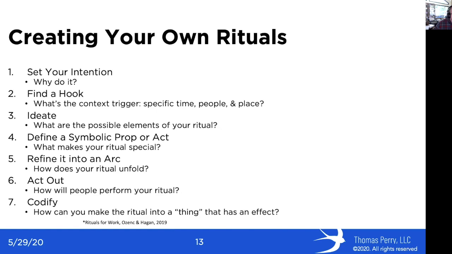And along those lines, create our own rituals. This 7-step process is something that I took from the Rituals at Work book. Basically, decide why you want to create a ritual, find some sort of trigger, a specific time, maybe people or place that's going to be your trigger for that ritual. Come up with the elements of the ritual. What are the pieces of the ritual that are important to have? Do you need some sort of symbolism, a prop, or an act? And then put the pieces together into an arc from trigger through to completion, and work out how people will perform the ritual. And then codify it. How can we make this into a thing that has an effect within the organization, which is repeating the ritual?